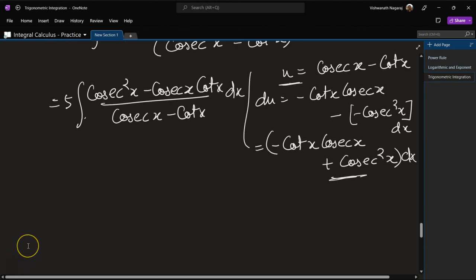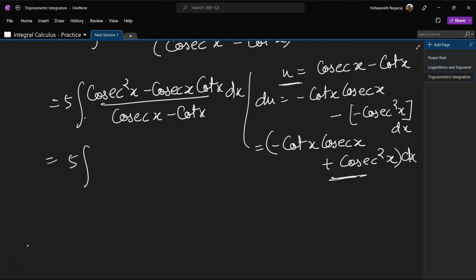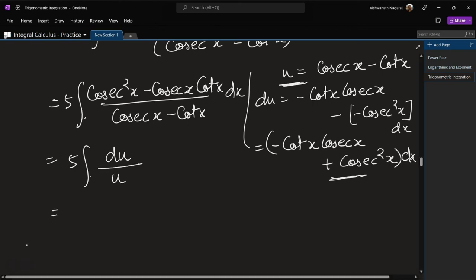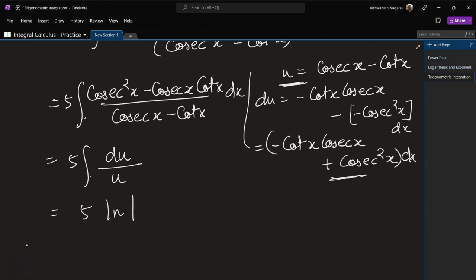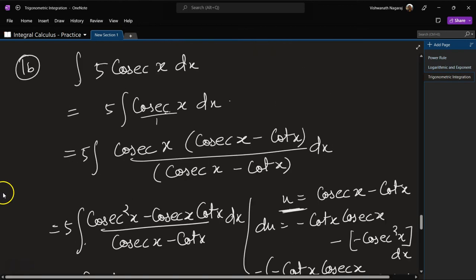Now, here if you notice, we can do the substitutions. Cosec square x minus cot x cosec x is nothing but du along with dx, right? And cosec x minus cot x is u. So which means this is nothing but natural log of the absolute value of u. So which means we can again substitute back u, which is cosec x minus cot x, plus c. So this is the integral of 5 cosec x.